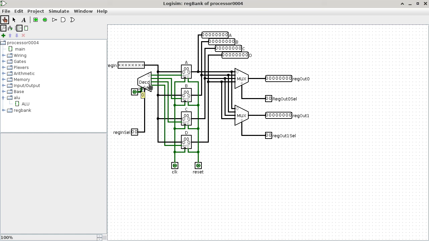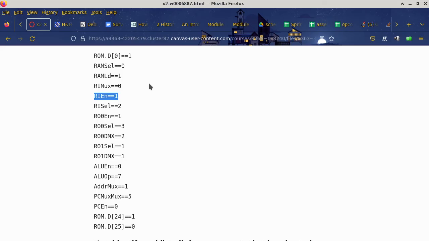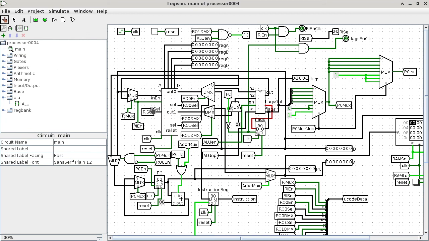But we need to find out which one. So based on the information that we have here in this diagram, it's not enough. So we have to go back to the question, and then we ask, which register are we selecting to be updated? So RI cell is 2. Okay, so now we switch back here. So let's go back to main so they can see where RI cell is located.